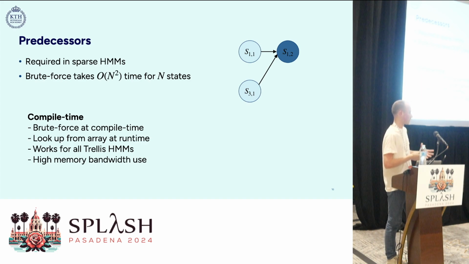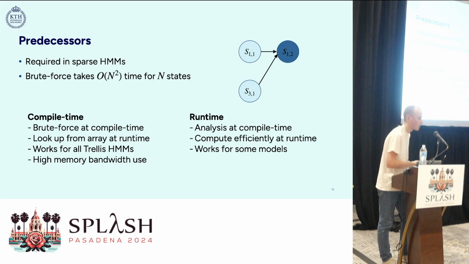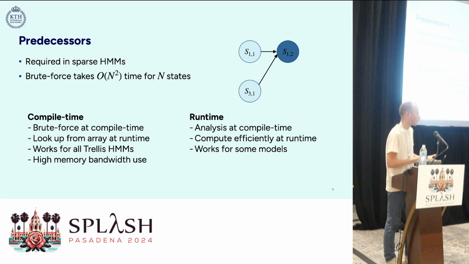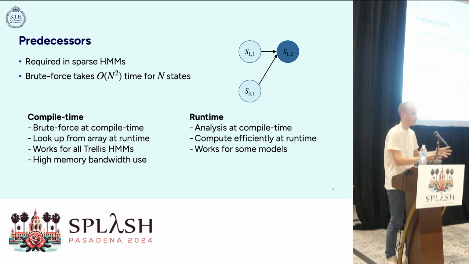The problem, though, turns out to be that it leads to very high memory bandwidth use, which is bad on a GPU. And because of this, we also implement a runtime approach where we perform an analysis at compile time to figure out a way to compute the predecessors so that we can compute them efficiently at runtime. This approach has the drawback that it doesn't work for any Trellis model because we make assumptions on how the set constraints are defined.